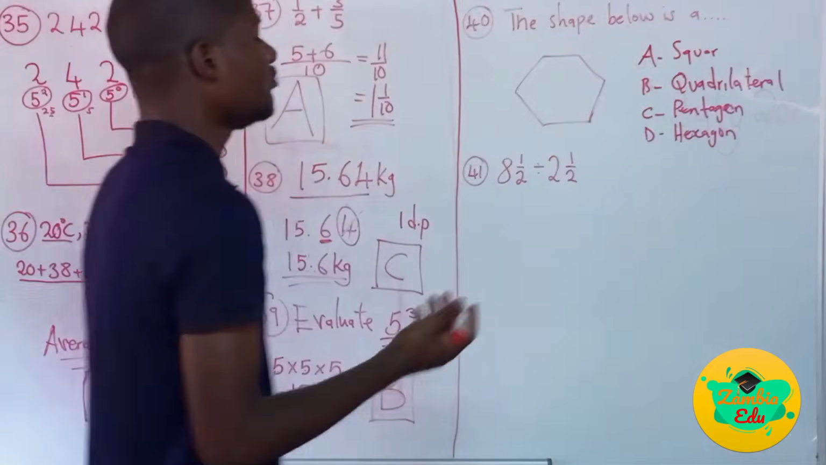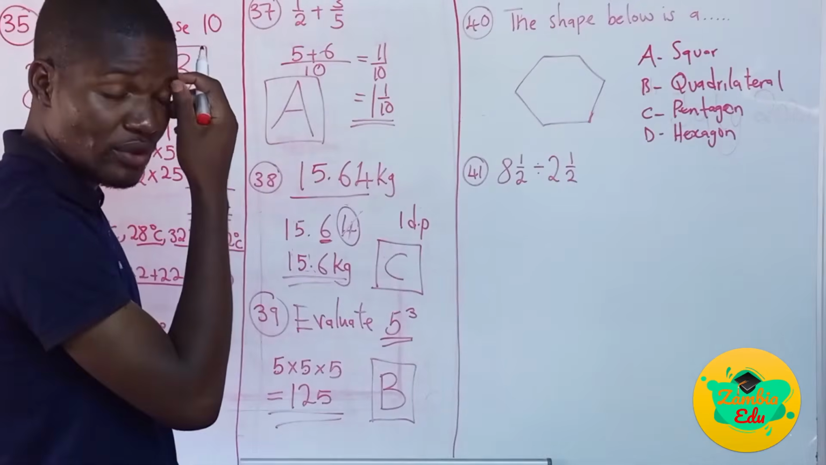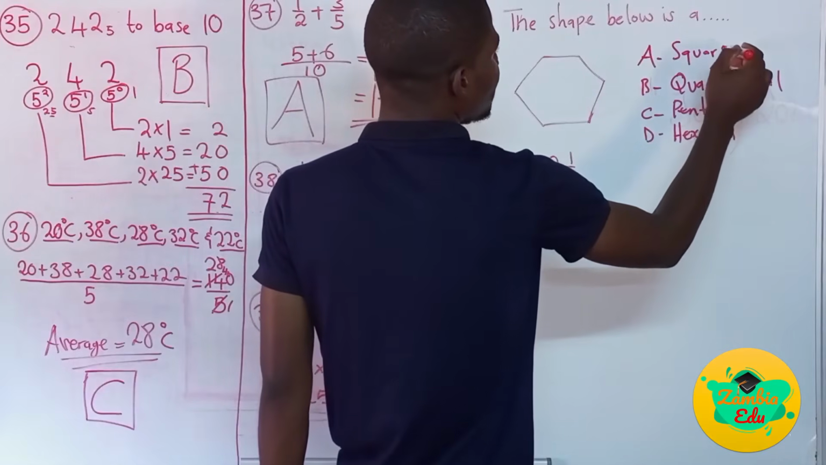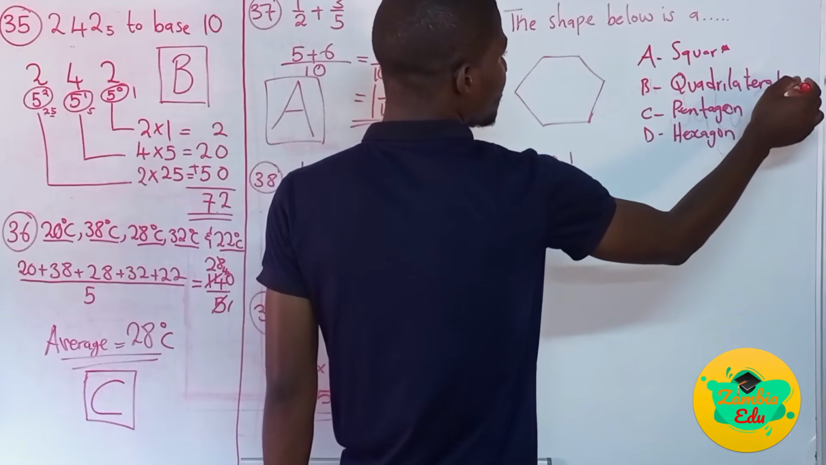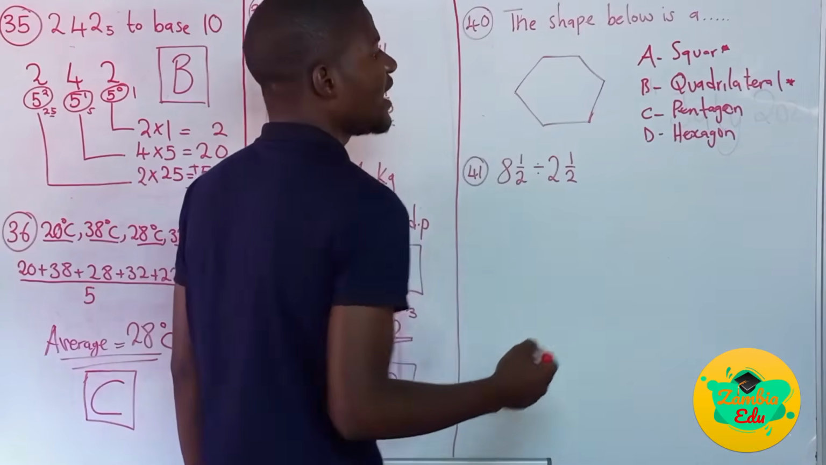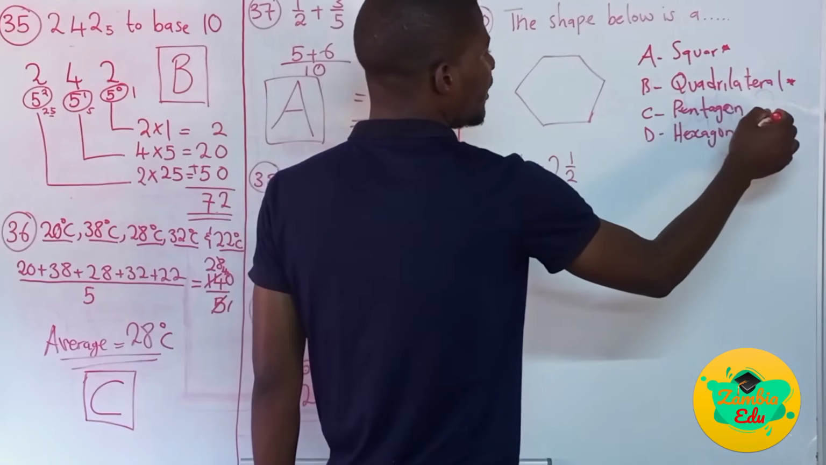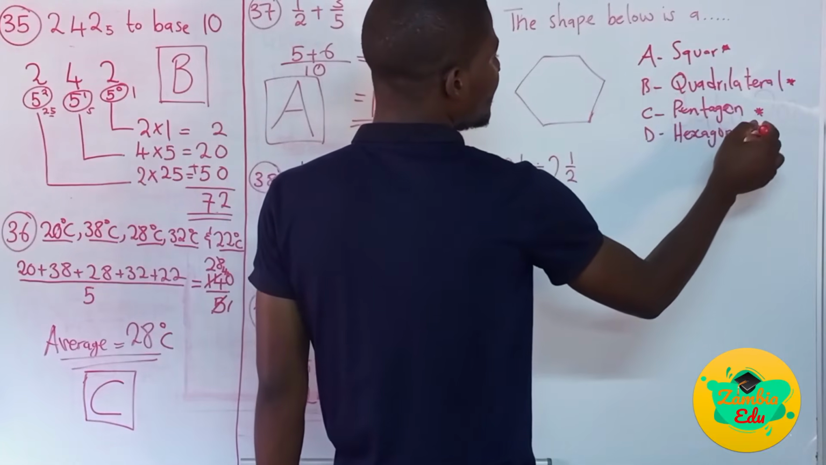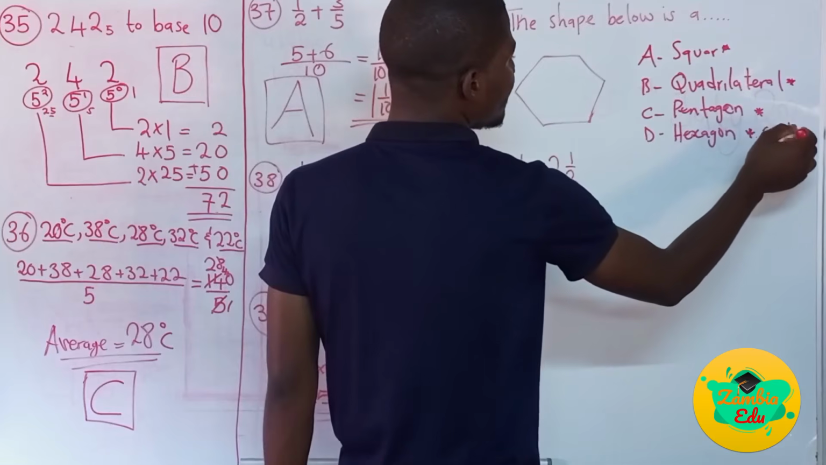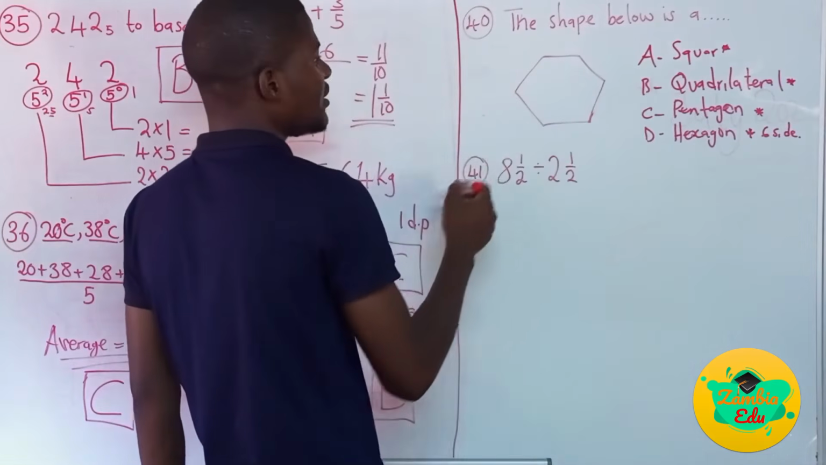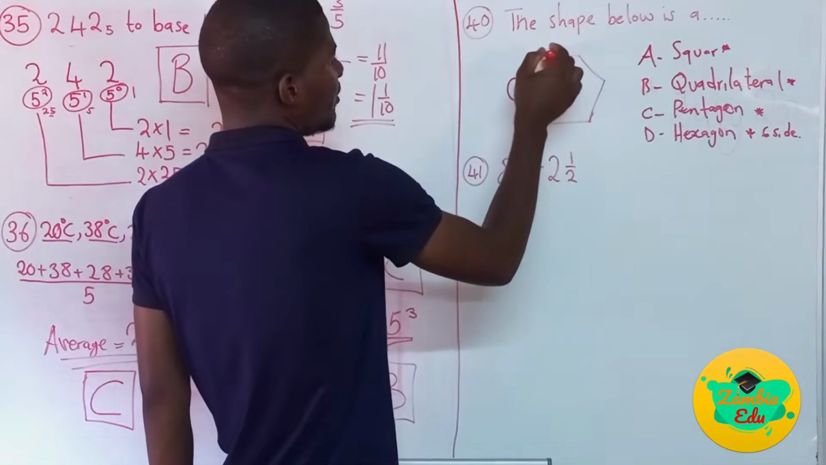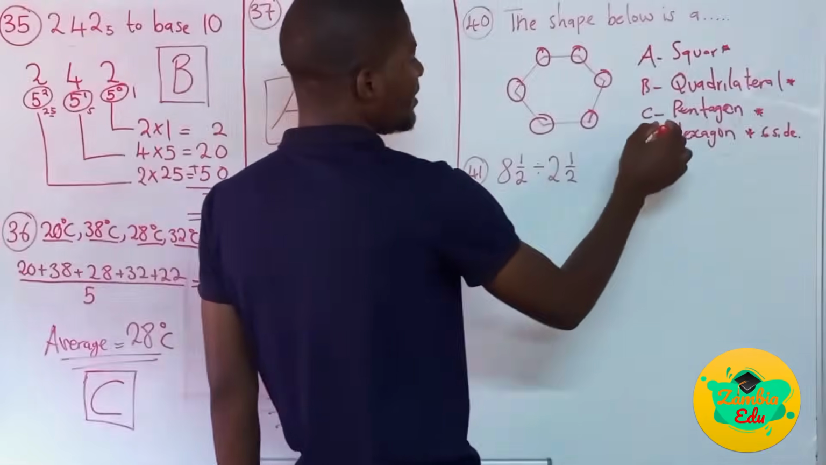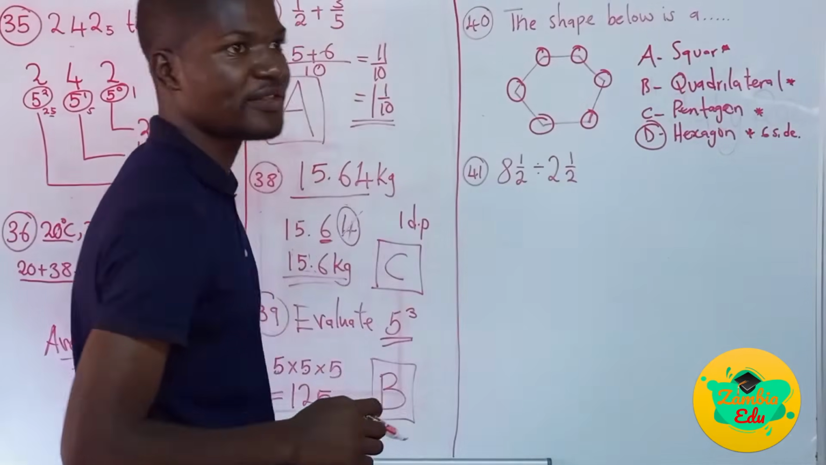So for this question, there's no calculation to be done. You only have to know the shapes. A square is a shape with 4 equal sides, a quadrilateral is a shape with 4 sides, a pentagon is a polygon with 5 sides, and a hexagon is a polygon with 6 sides. So how many sides does this polygon have? We have 1, 2, 3, 4, 5, 6. Therefore, our answer is D on question 40.